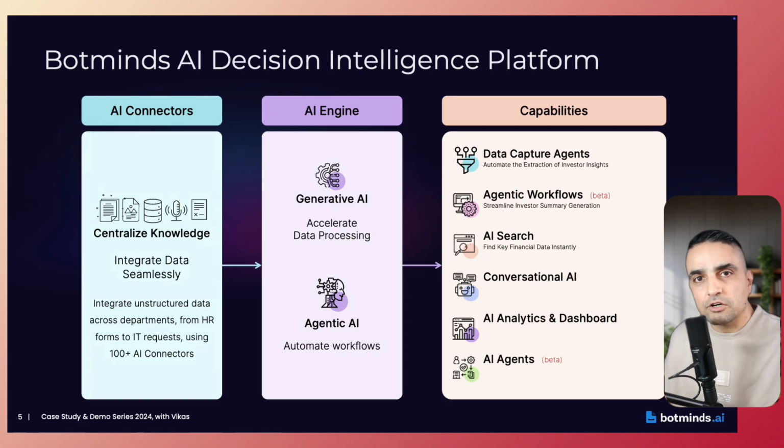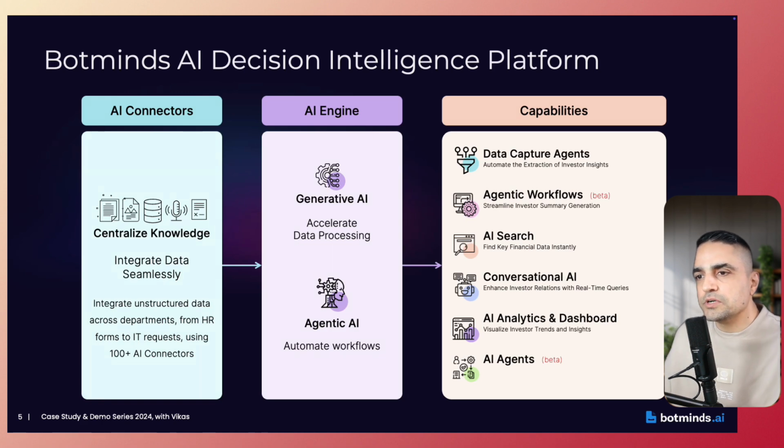AI search and conversational AI, that you saw me demonstrate a while ago, find key financial data instantly and empower stakeholders to search and retrieve precise investor-related information, including historical data, with high accuracy and speed. And in conversational AI, we're talking about enhancing investor relations with real-time queries. This is where investors and internal teams are enabled to interact with the AI for quick insights such as financial metrics, market analysis, and trends in real time.